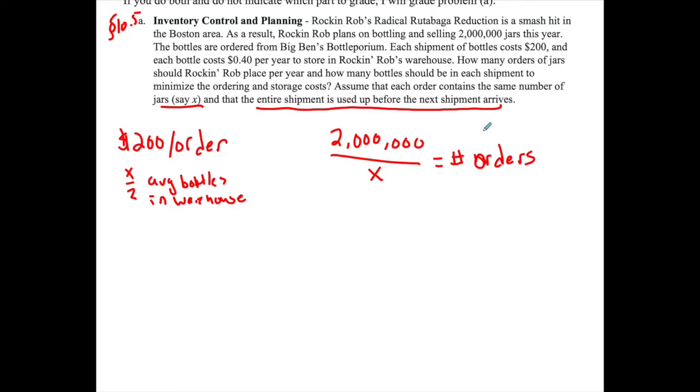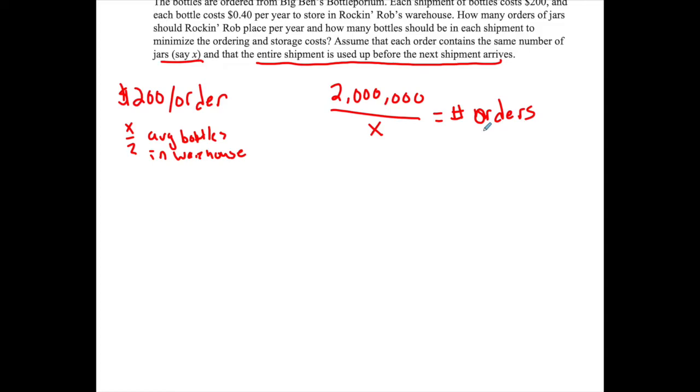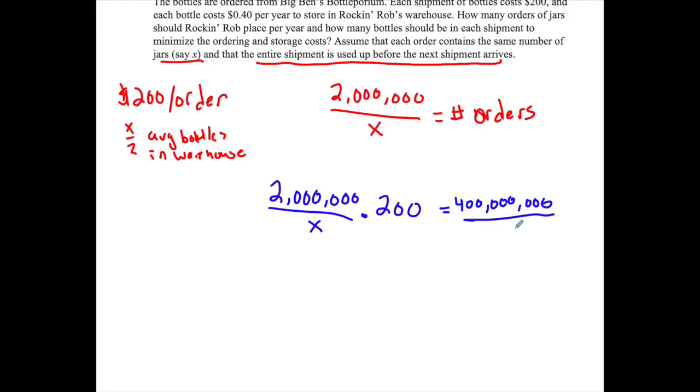Here's where we go from here. I now need to figure out where I'm going, which is towards a cost function. So I need a couple things. The first thing I need to know is what my shipping costs are going to be. In any given year, I'm going to take the total number of orders and multiply it by the cost per order. That gets me this right here, and that's going to be my total cost of shipping.